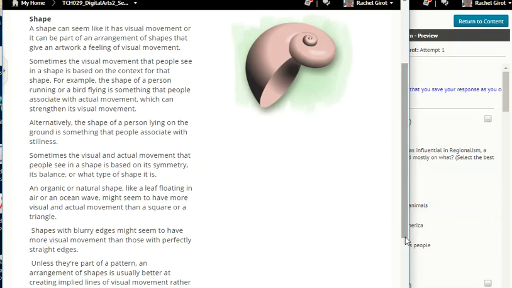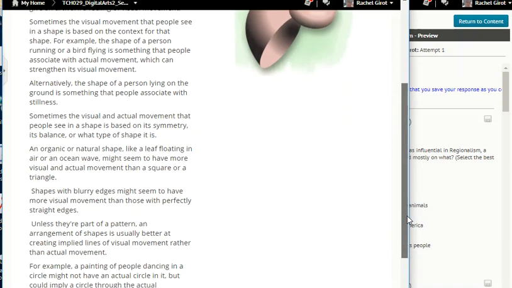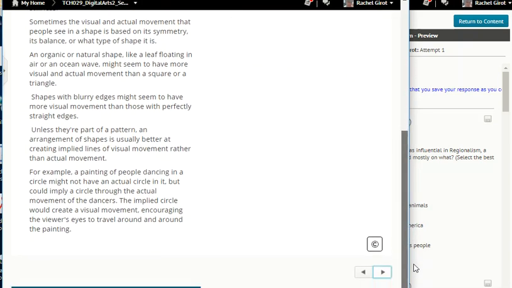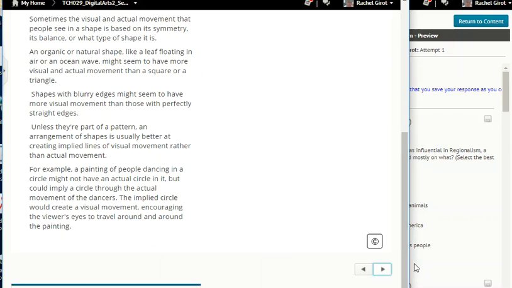Alternatively, the shape of a person lying on the ground is something that people associate with stillness. Sometimes the visual and actual movement that people see in a shape is based on its symmetry, its balance, or what type of shape it is. An organic or natural shape like a leaf floating in air or an ocean wave might seem to have more visual and actual movement than a square or a triangle. Shapes with blurry edges might seem to have more visual movement than those with perfectly straight edges.